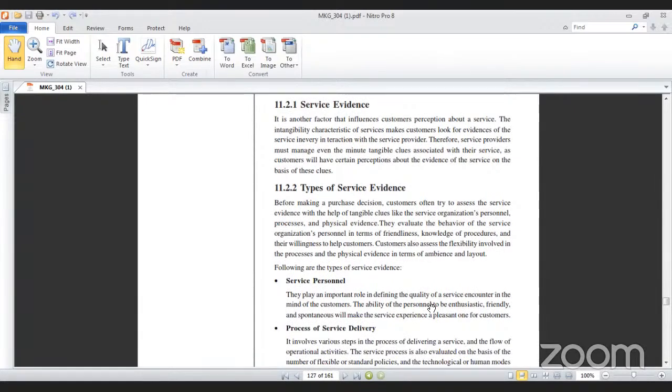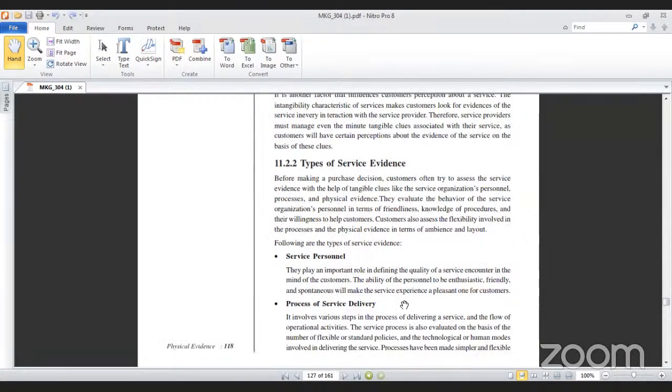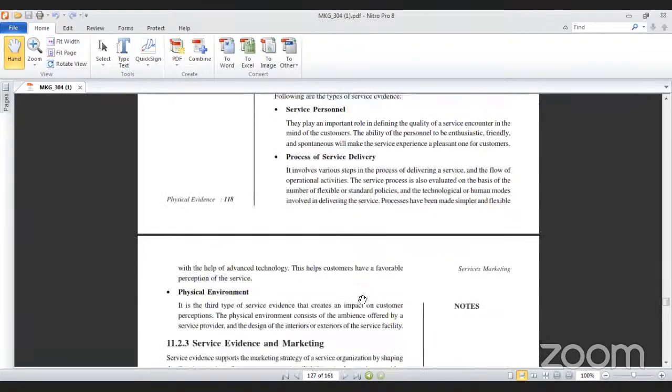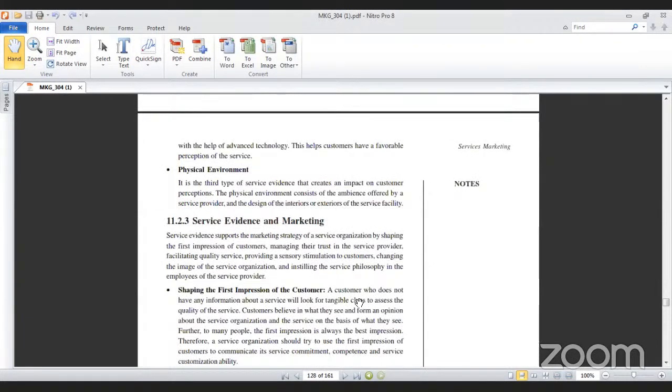Service personnel. They play an important role in defining the quality of the service encounter in the mind of the customers. The ability of the personnel to be friendly and responsive will make the service experience a pleasant one for the customer. Second, process of service delivery, the physical environment.